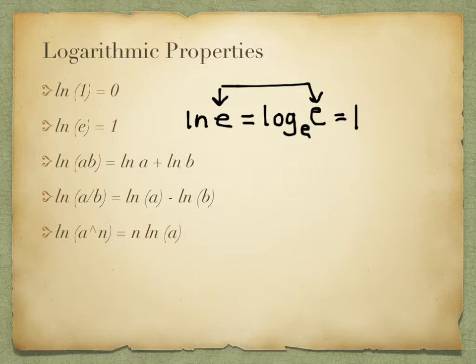If you have the log of a quotient, a over b, well, if the product became addition, the quotient is becoming subtraction. So you have the same feature kind of going on.